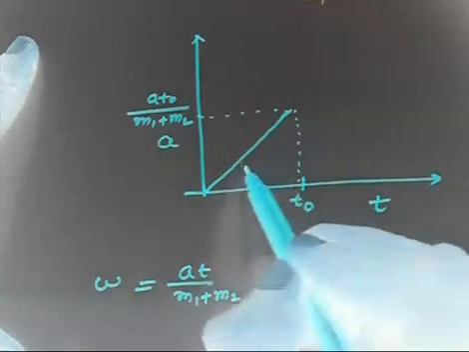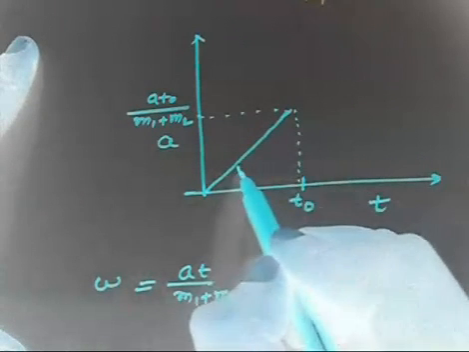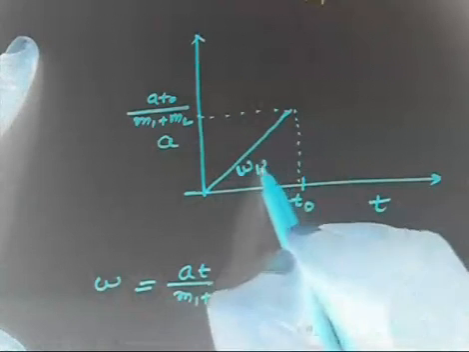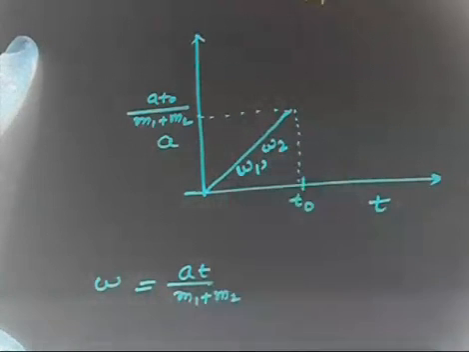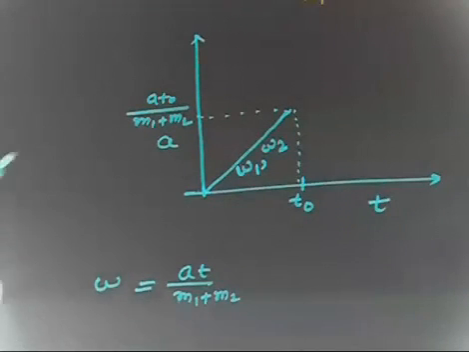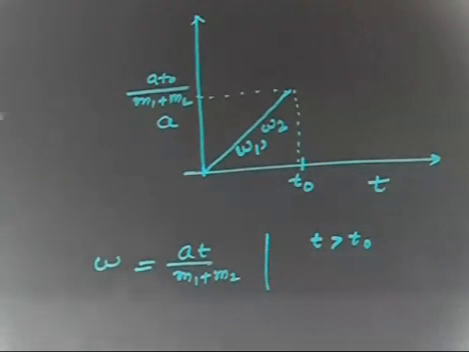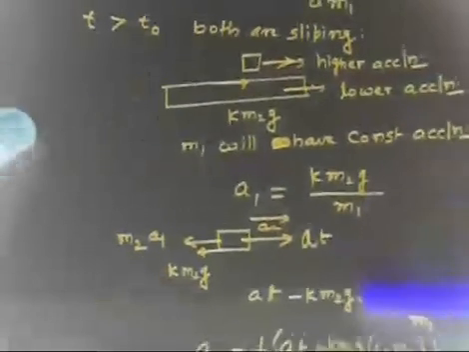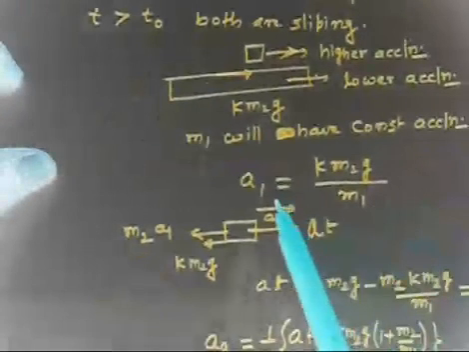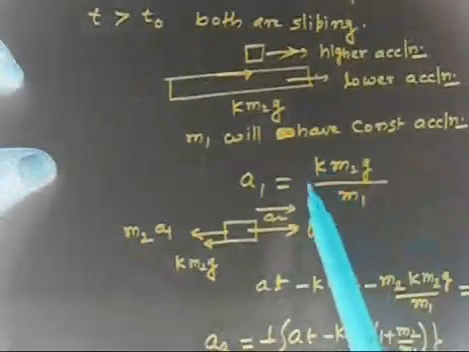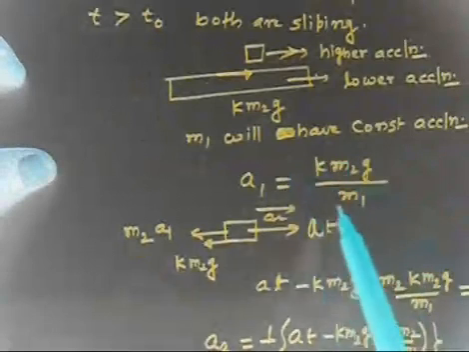So let us call this omega 1 for block 1, omega 2 for block 2, both will have the same acceleration. But after this time, that is for t greater than t naught, we have already derived that block 2 moves with a constant acceleration, k m2 z by m1. Are you getting or not?